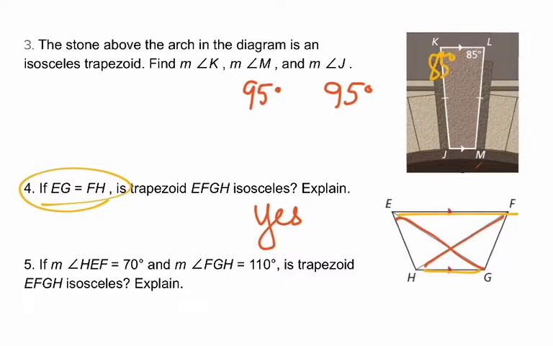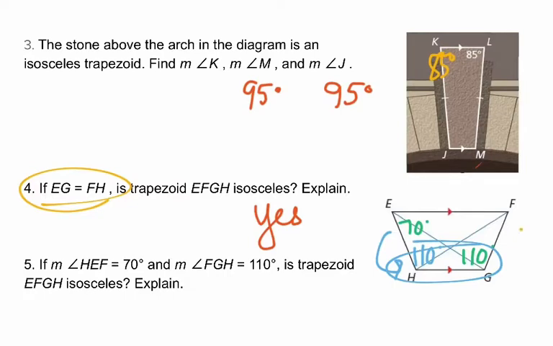All right, number 5. Using that same diagram, let me erase here. If HEF is 70 degrees and FGH is 110, is this an isosceles trapezoid? Well, let's take a look. If this is 70 degrees, we can figure out what this angle is. They have to add up to 180, so that makes it 110. I don't even need to go any further because I have one set of base angles that are congruent, so that's going to force the other one.